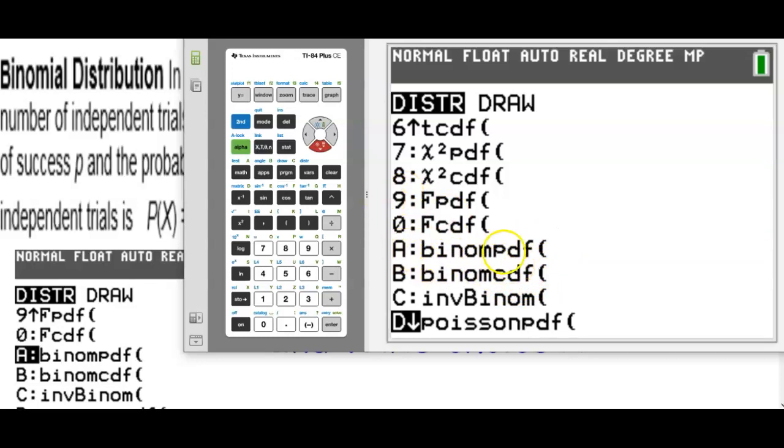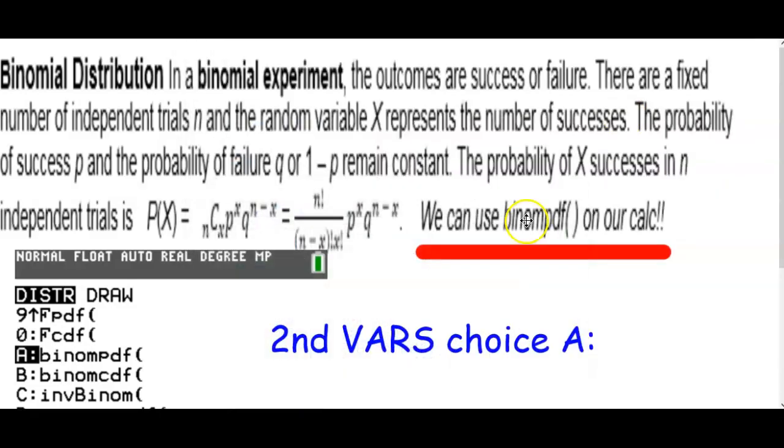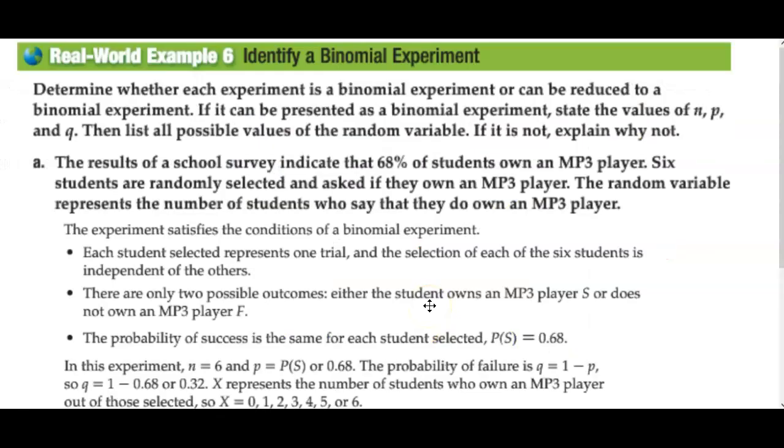So make sure you're picking choice A, not B. All right. So you have 3 homework questions tonight that are like this. They say determine whether this experiment could be a binomial experiment. So the results of a school survey indicate that 68% of students own an MP3 player, 6 students are selected at random, and we want to know how many are going to say they own an MP3 player.